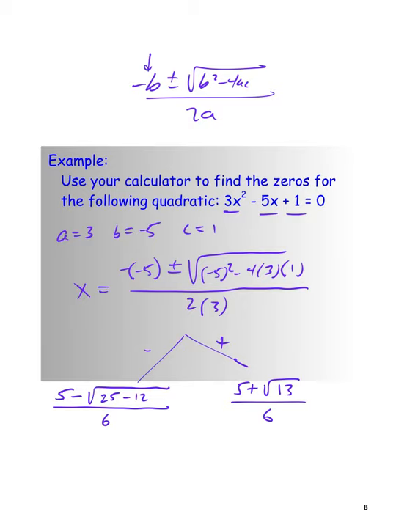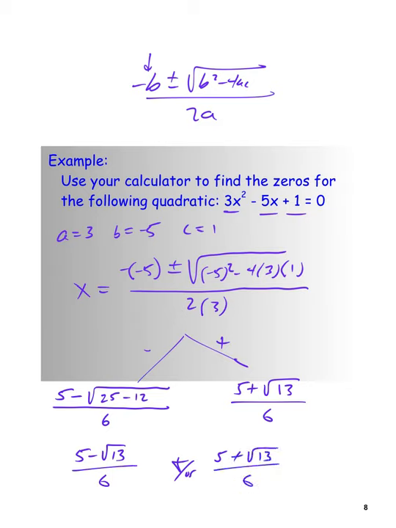Now, 13 is a prime number, so we can't simplify that radical at all. So our answers then would be 5 minus root 13 over 6 or 5 plus root 13 over 6.